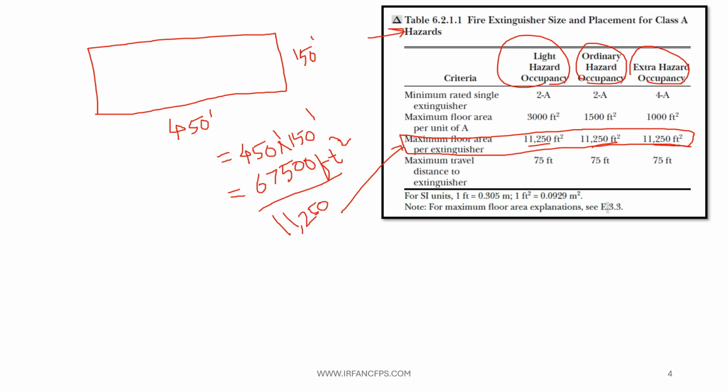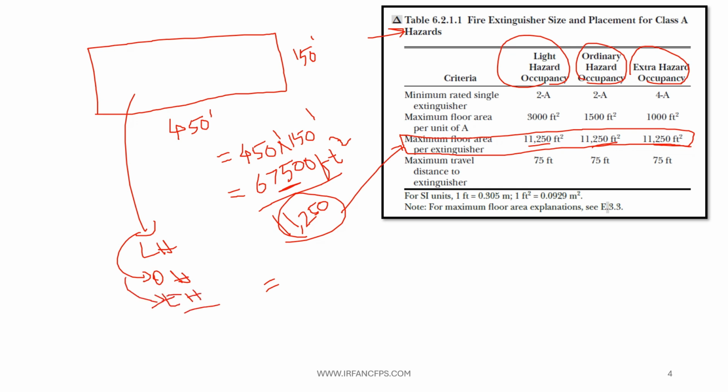If your building comes under light hazard occupancy, then also you need to divide the total area of the building by 11,250. Even if the building is ordinary or extra hazard, as per this table we need to calculate in this way. However, I will explain the other method, based on which we will get accurate results.